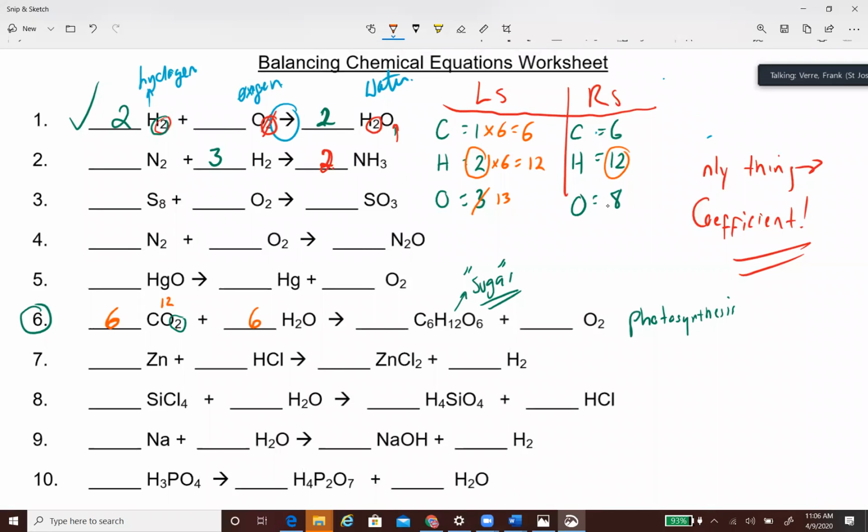Let's look at what we've done so far. For oxygen, over here we have 6 times 2, which is 12 oxygen. Then here, there's nothing in front, so that means 6 times 1, another 6 oxygen. That gives us 18 oxygen on the left. Well, let's look at the right side then. We know we have 8. We need another 10.